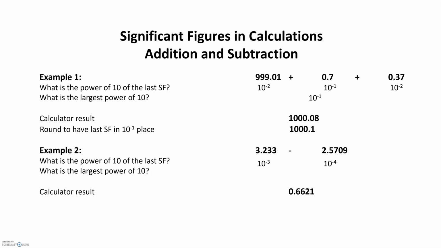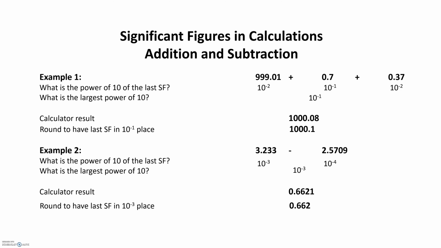So which of those is the largest power of 10, or the least number of decimal places? That is our 10 to the minus 3. So our answer has to stop at the 10 to the minus 3 position, at the third decimal place. So even though our calculator gave us this nice big long answer, we have to stop at the 3rd decimal place, this 2 here. So we look at what comes after the 2. It's just a 1, so we'll let it go and report our answer as 0.662.